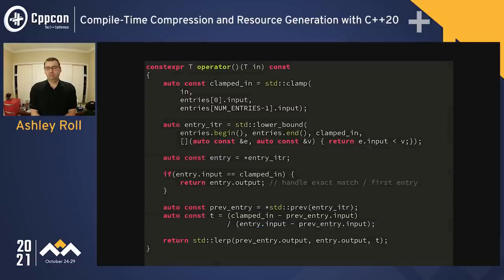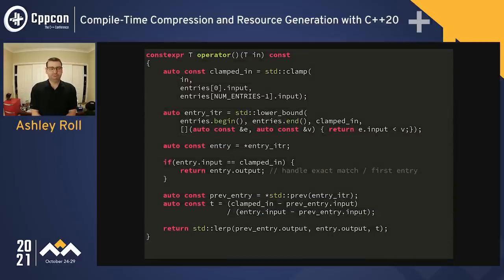Then when we want to look up a value, we take the input provided, we clamp it within the range of the minimum and maximum inputs. This is to ensure that we don't overflow our bounds when we're searching for where the value lies. And again, you might want to consider alternate error handling strategies, like throwing an exception if you're allowed to use exceptions, or providing some other indicator.